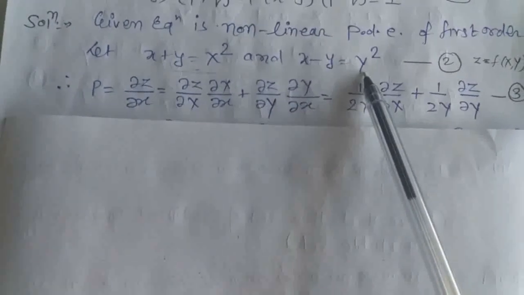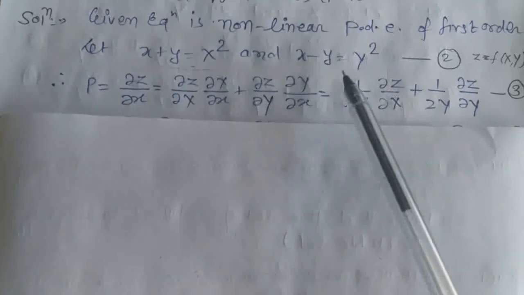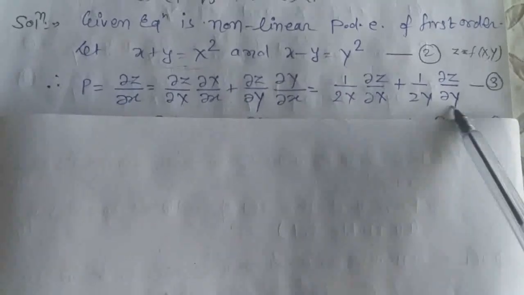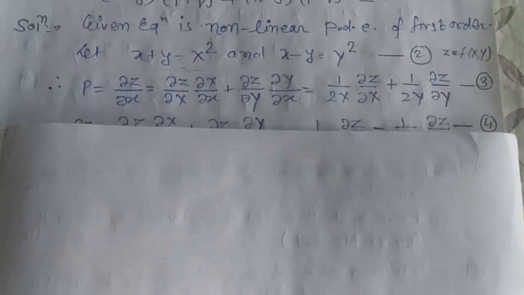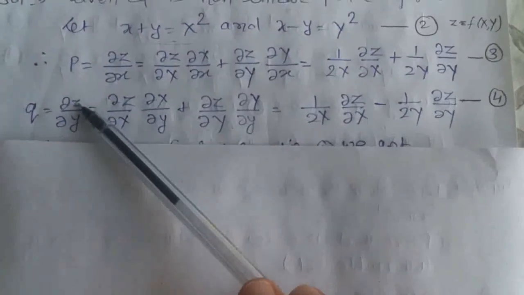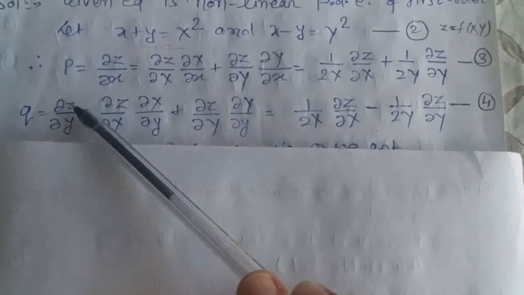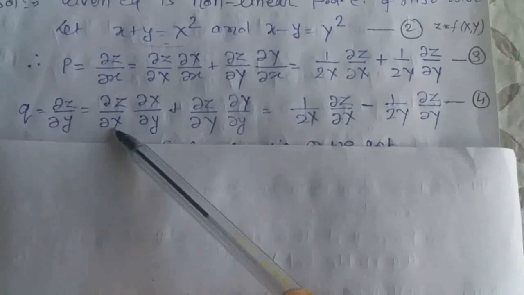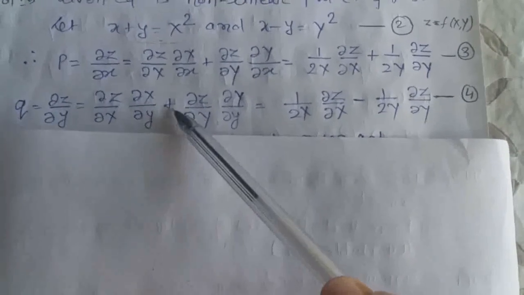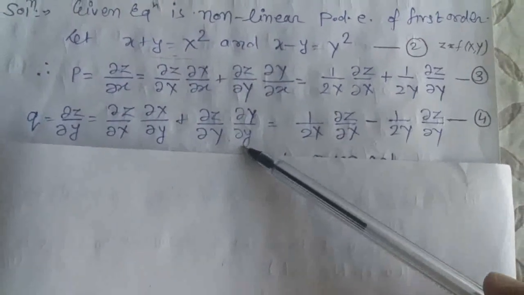Now the derivative of this is 2 times capital Y del Y by del X. So the value of del Y by del X is 1 upon 2Y. This is the value of P. Similarly, the value of Q is del Z by del y, but Z is a function of capital X and capital Y. Now by chain rule, we get del Z by del capital X into del capital X by del small y, plus del Z by del capital Y into del capital Y by del small y.